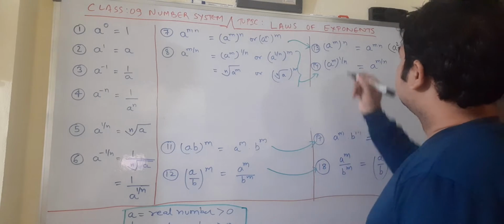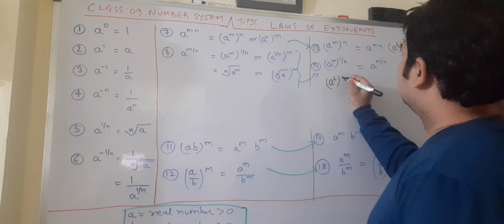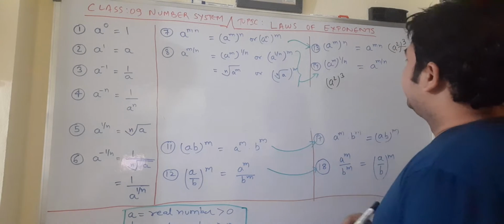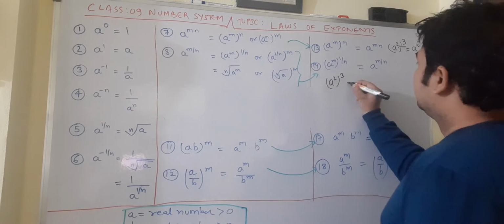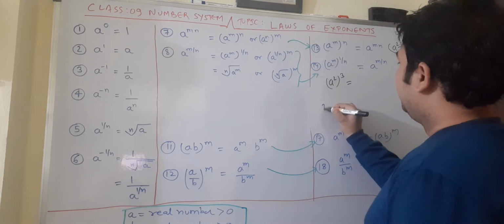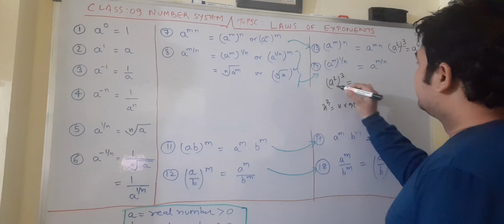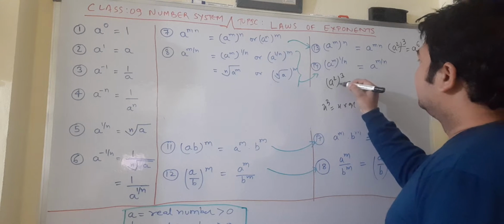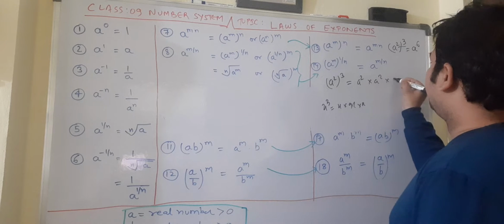How do we get this? Suppose we have a to the power 2 and it has a power of 3. What does this mean? It means that a to the power 2 will come 3 times. If we have x cube, what does it mean? x into x into x. So a to the power 2 to the power 3 means a to the power 2 into a to the power 2 into a to the power 2.